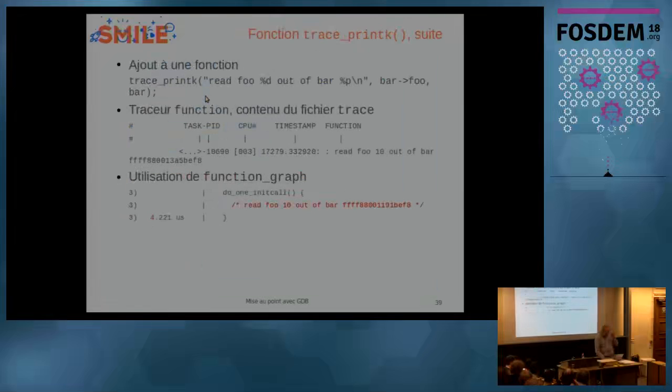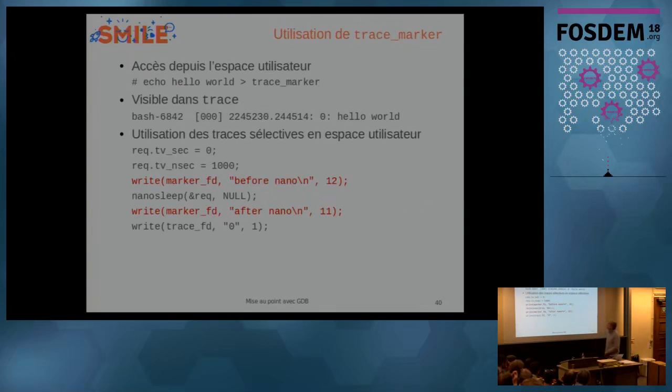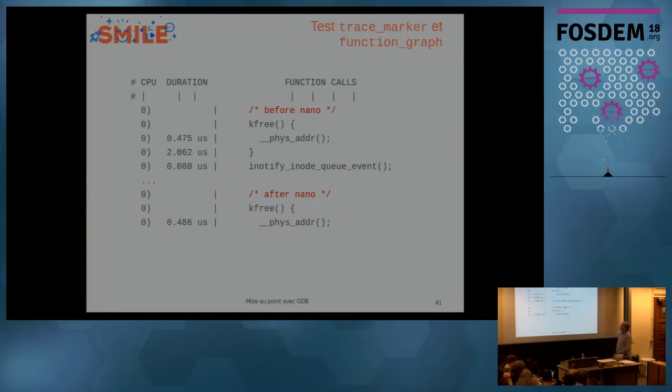You can use a trace printk, for example, in your driver, and then you will see the message in the tracer. It's very interesting, and in your function graphs you will see it as a comment. And you can use a trace marker, and for example, in the user space code, you can write to the marker file descriptor before nanosleep, after nanosleep, and then you will see the comment in the function graph. So you can add some things to help to see what happens in the kernel.